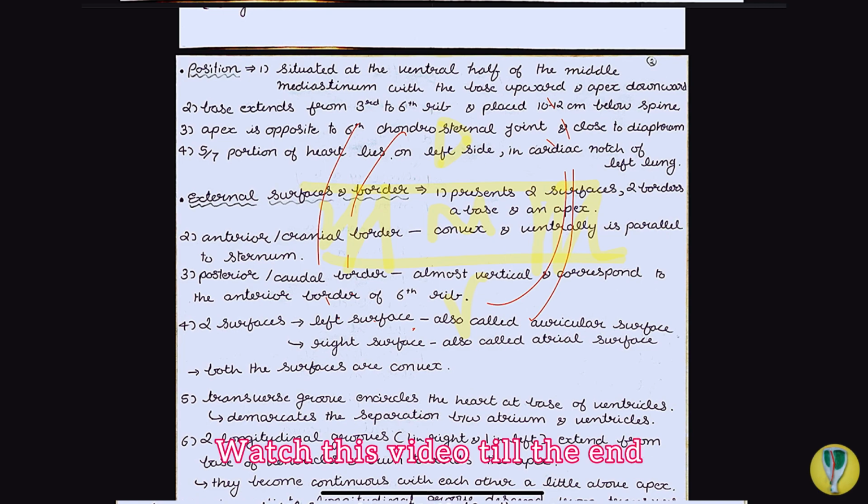So the heart is situated at the ventral half of the middle mediastinum, and the base, which means the atriums. Base means the broader end, formed by the atrium, while the apex is formed by the ventricle, the pointy end. The apex is downwards, or located ventrally, while the base is located dorsally. The base is somewhat tilted towards the cranial side, while the apex is tilted towards the caudal side, facing the diaphragm.